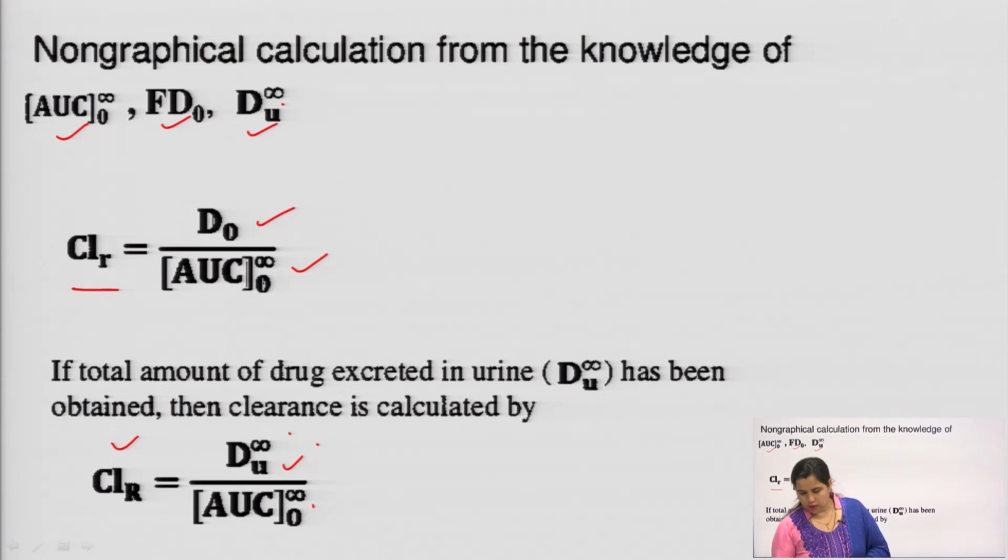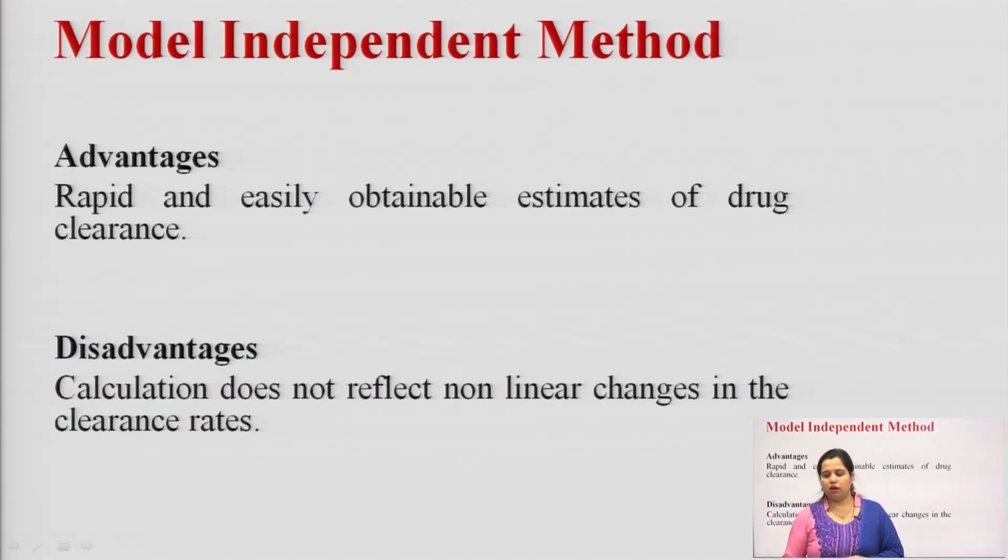So, the advantages of the model independent method are rapid and easily obtainable estimates of drug clearance. The disadvantage is that the calculation does not reflect non-linear changes in the clearance rate. So, basically sometimes we get variation in data which cannot be correlated with each other.